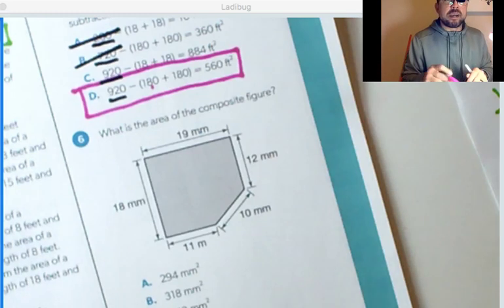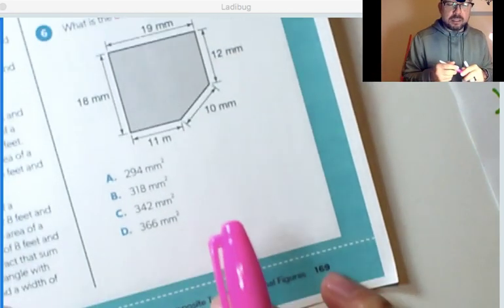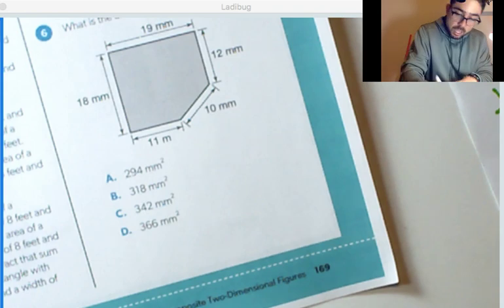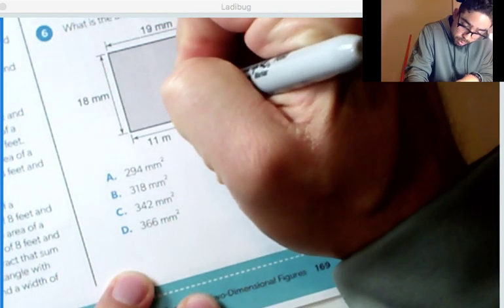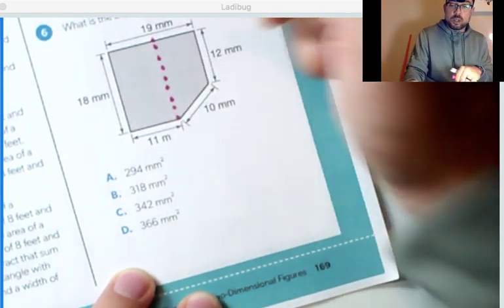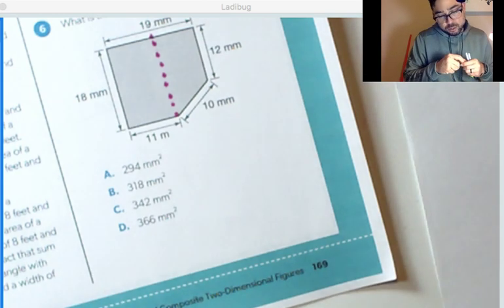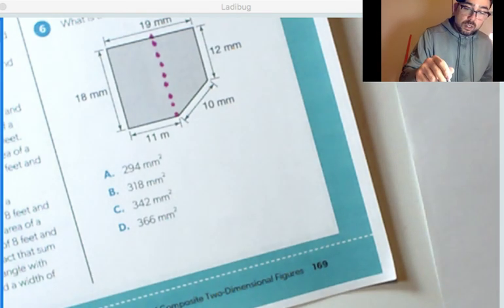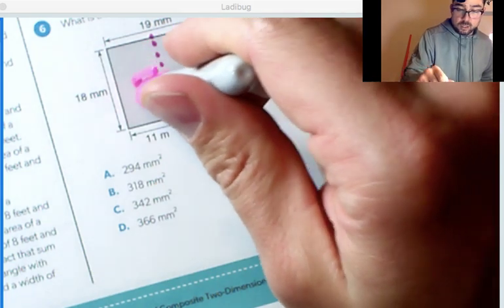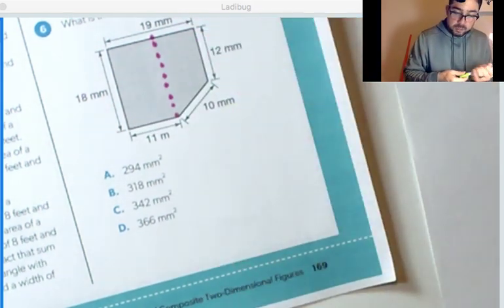Number 6, what is the area of the composite figure? We always have to break down the composite figure into smaller shapes. I'm going to put a little dotted line here to show you where the rectangle breaks into a trapezoid. So we have a rectangle and a trapezoid. I can see the dimensions.